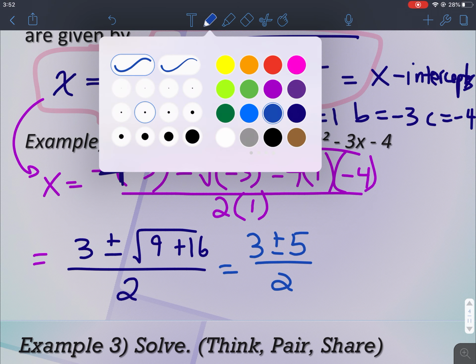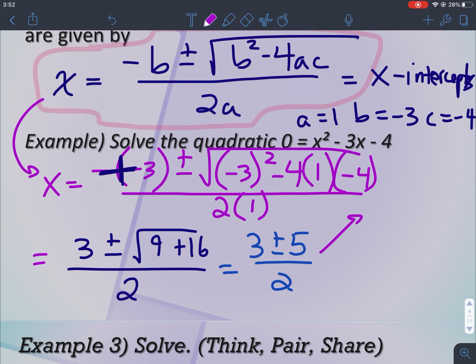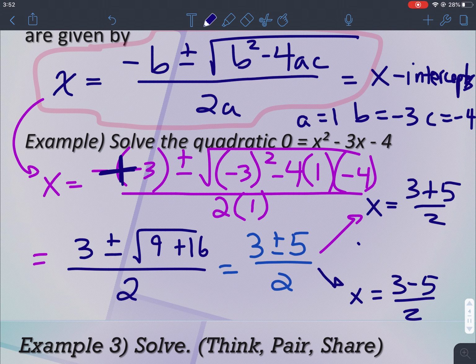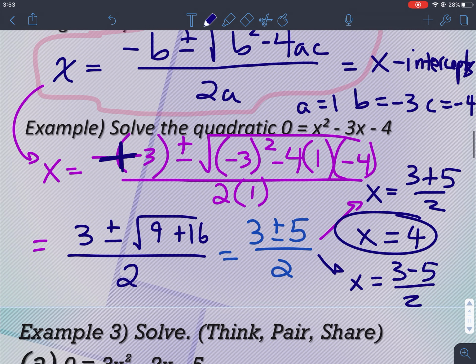And then I'm going to get two different answers for x. The first one is x equals 3 plus 5 over 2. That's the positive side. And the next one is x equals 3 minus 5 over 2. And I get x is equal to 8 divided by 2, which is 4. And I get x is equal to negative 2 over 2, which is negative 1.